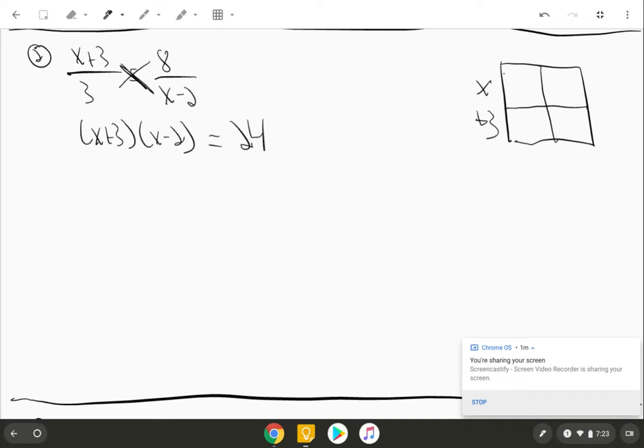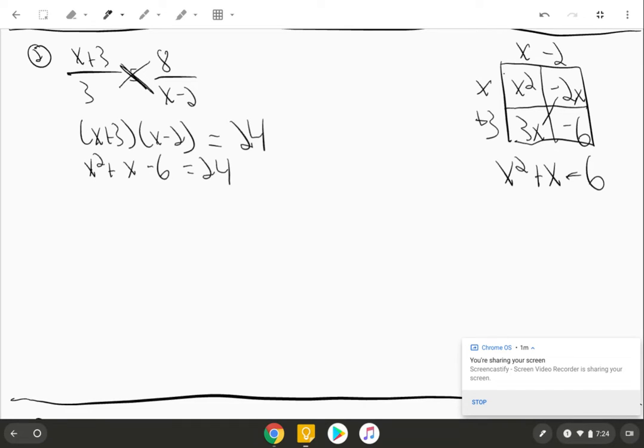So x plus 3, x minus 2. We'll do the box method. So this will be x squared. This will be minus 2x. This will be 3x. And this will be negative 6. So if I put that all together, I end up with x squared, 3x minus 2x, that's going to be a positive 1x, minus 6. So my left-hand side becomes x squared plus 1x minus 6 equals 24.